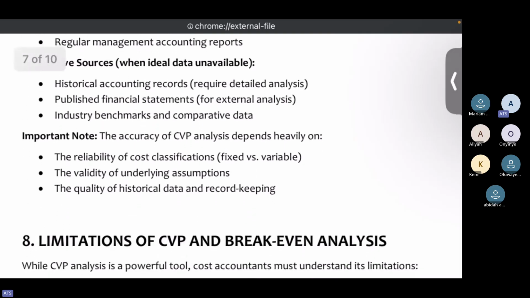Look at this important note at the end. They said the accuracy of CVP analysis depends heavily on the reliability of cost classification. So how reliable is your classification into fixed and variable costs, right? And then the validity of underlying assumptions. As I said, most of those assumptions are not very realistic. And then the quality of historical data and record keeping. So at the end of the day, you need data to get information. So how reliable is the data that you are using?